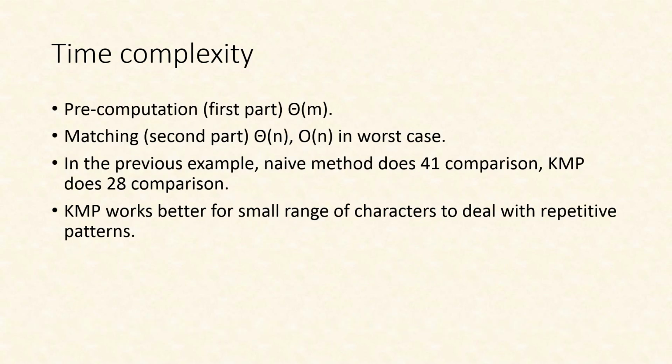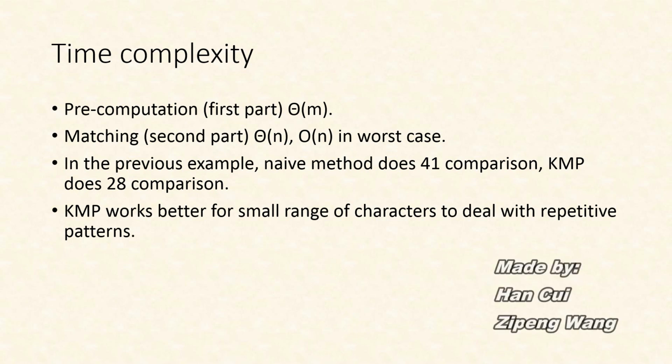Here is about the time complexity. By the way, in the previous example, the naive method does 41 comparisons, and KMP does only 28 comparisons. So we should know KMP works better for a small range of characters to deal with repetitive patterns. Thank you.